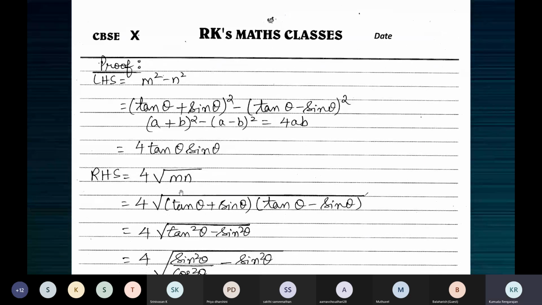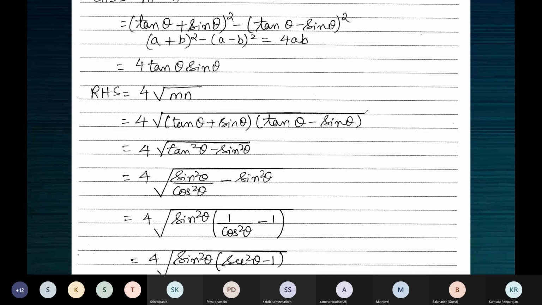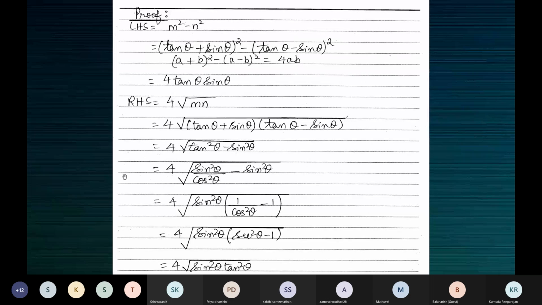So take up the RHS, 4 root mn. So 4 root of m, which is this one, tan theta plus sin theta, into n, tan theta minus sin theta. So 4 into, just like a plus b into a minus b, so a squared minus b squared. We need to get what? We need to get this 4 tan theta sin theta. But we have 4 root of tan square theta minus sin square theta. So we need to continue.